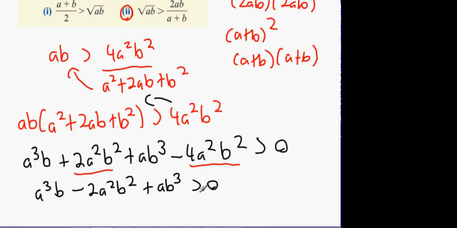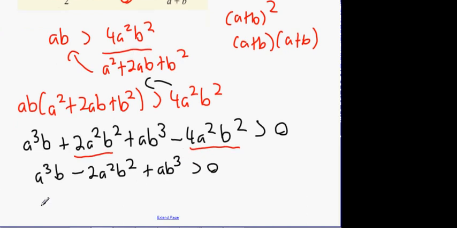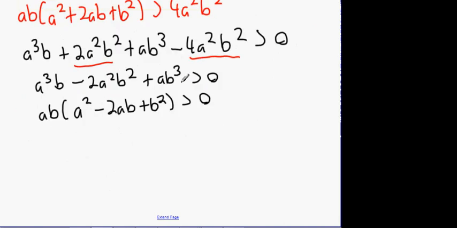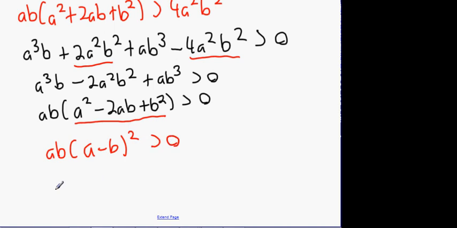Now what we're going to do is take out ab out of everything. And what we'll be left with is a squared minus 2ab plus b squared greater than or equal to 0. Now all of a sudden we have a very familiar looking part to the question. And it all breaks down to ab into a minus b squared greater than or equal to 0. This is guaranteed to be positive as a is bigger than 0 and b is bigger than 0, and this is guaranteed to be positive because it's a perfect square.